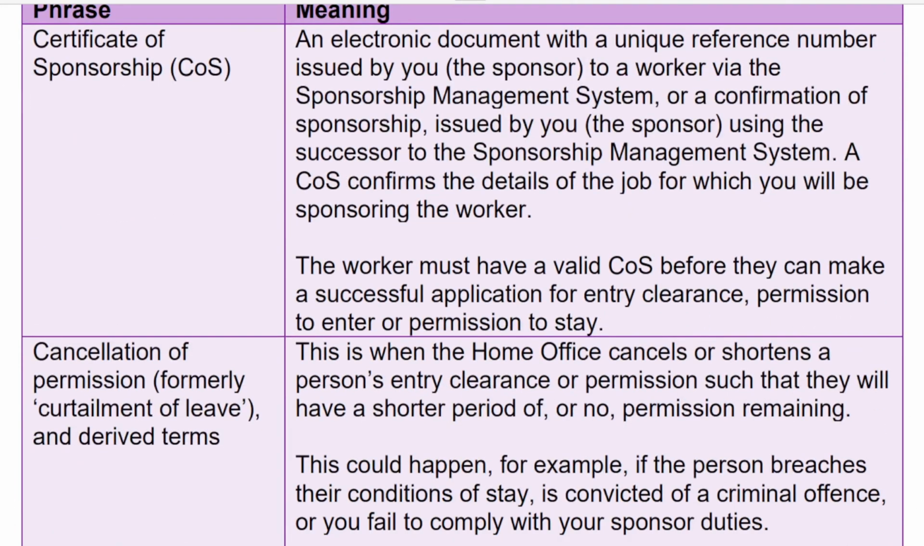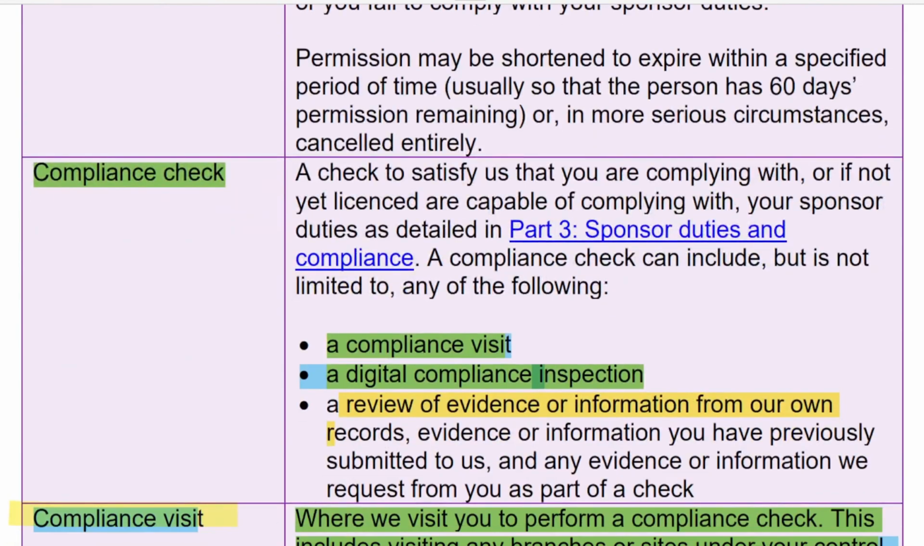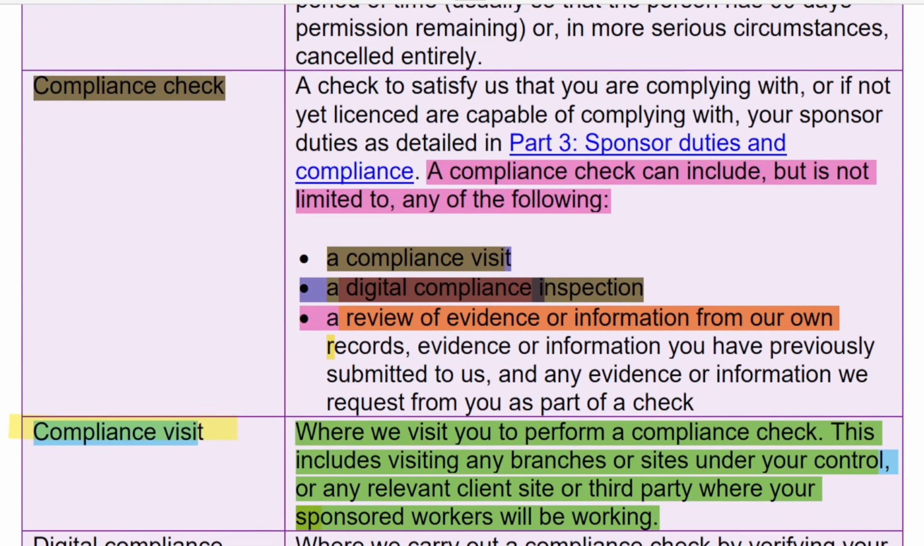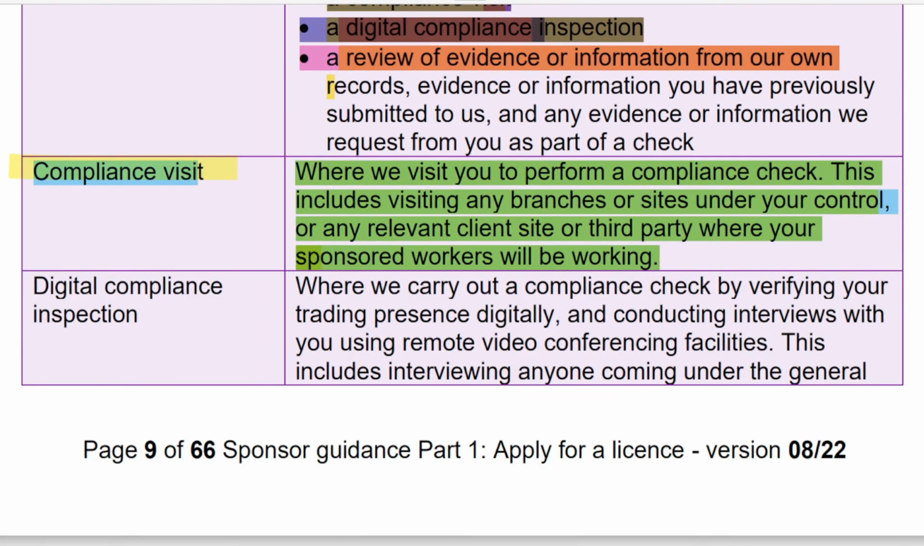Now we will discuss the glossary, which starts with compliance check. In the glossary, what do we actually mean by compliance check? A compliance check is basically a digital compliance inspection, a review of evidence or information on your own. A compliance check can include, but is not limited to, any of the following. This is what is meant by a compliance check. So if they need to do a compliance check on your visa application, they can visit. That's one thing. They can do an inspection, a digital inspection, or they can review the evidence which you provide them. A compliance visit means where we visit to perform a compliance check.